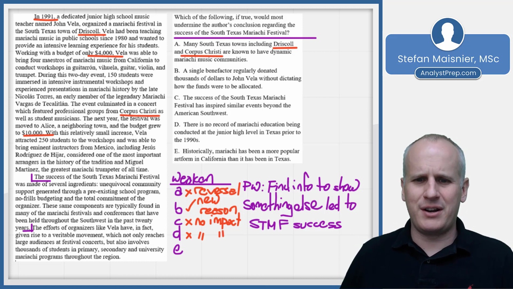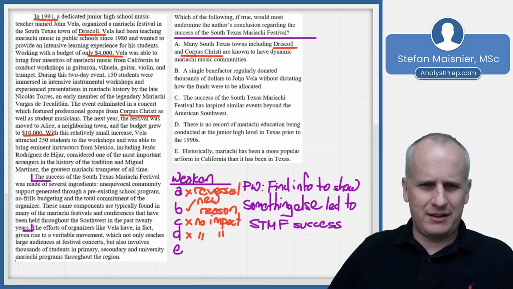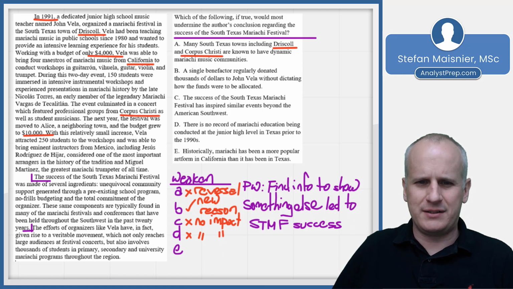And then choice E: historically, mariachi has been a more popular art form in California than it has been in Texas. Well, I see that Vella was able to bring people from California to Texas, but just that it was more popular in California than in Texas has nothing to do with the argument about the success coming from several ingredients. And our correct answer would be B.